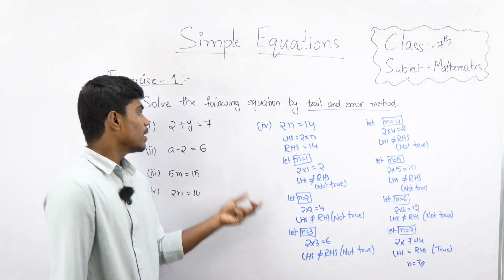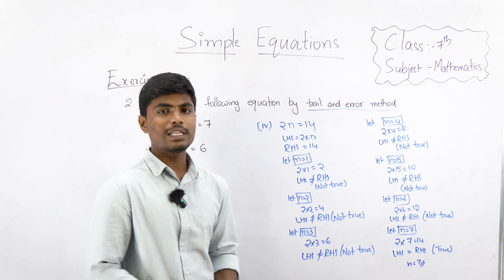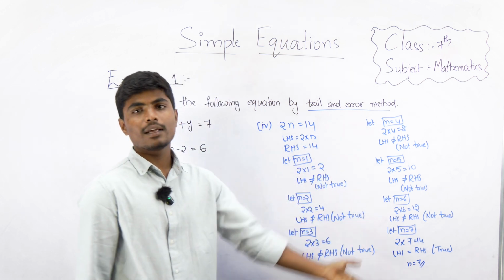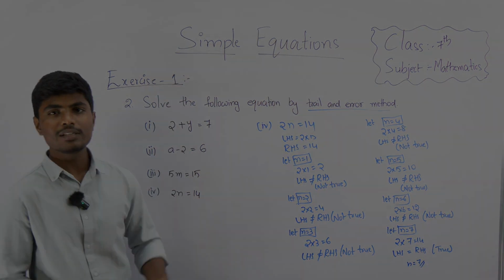Okay, we have solved the equations by using the trial and error method. This is a lengthy process, but this is called the trial and error method. With this, our second problem in exercise 1 is done.